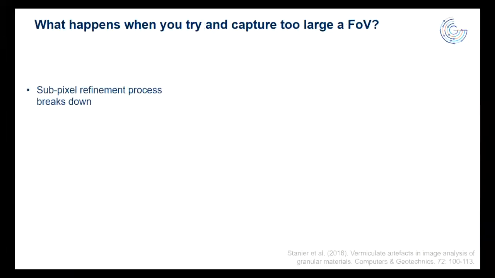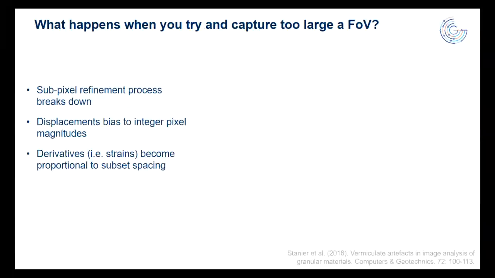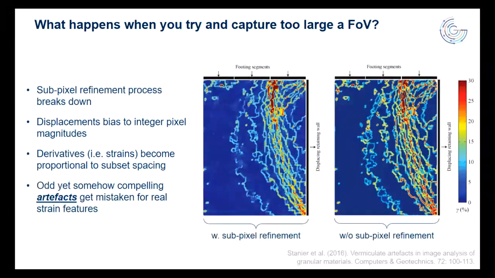So what happens when you try and capture too large a field of view? So your D on P value is too small. You get a breakdown of the subpixel refinement process. Your displacement's biased to the integer pixel values, and your derivatives become meaningless, or at best meaningless, at worst, totally misleading. And here's an example of a real-world experiment.